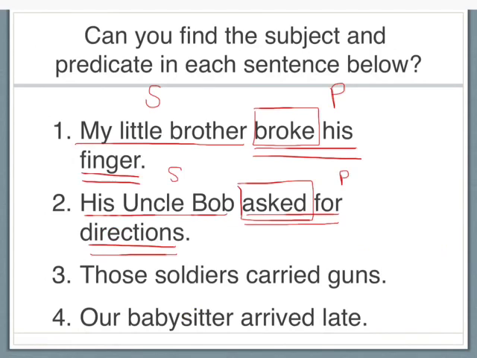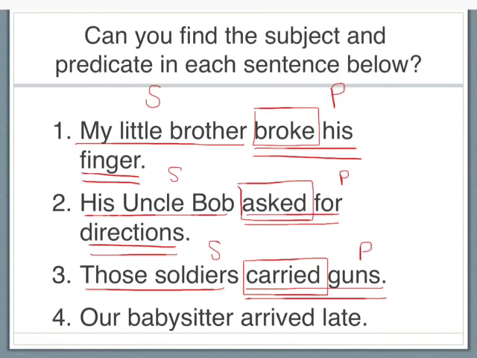Number 3, those soldiers carried guns. Find the verb first. Carried is your verb. So your predicate includes the verb and everything after. Carried guns. Who or what carried the guns? Those soldiers. Subject and predicate.